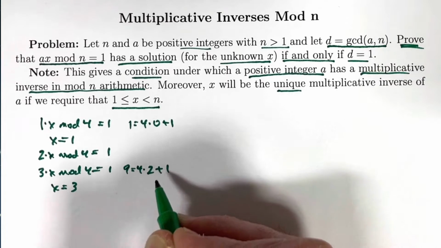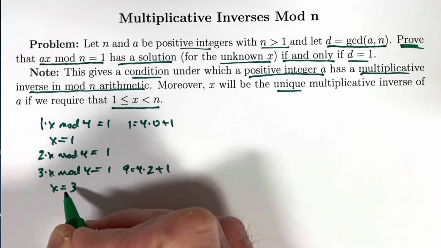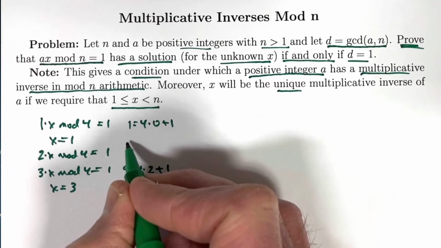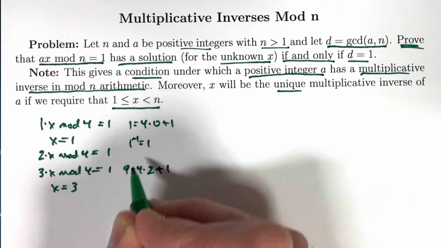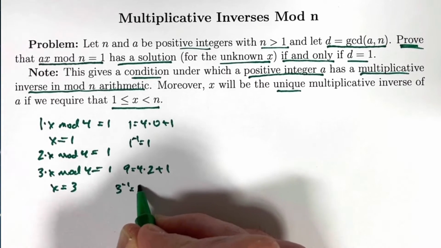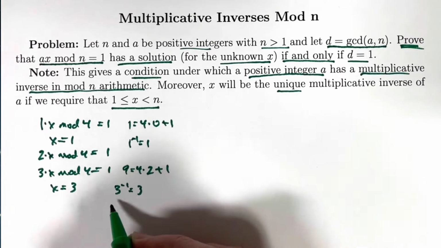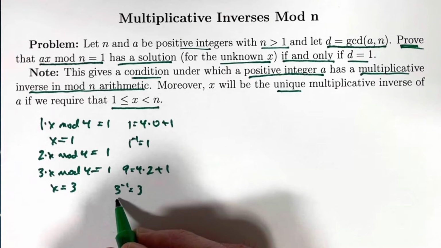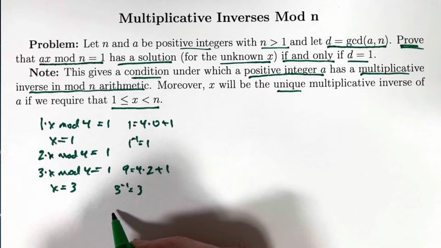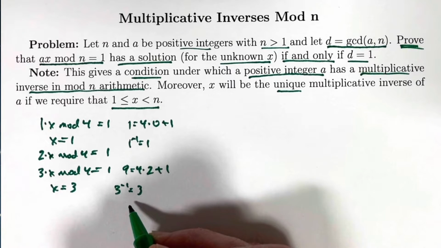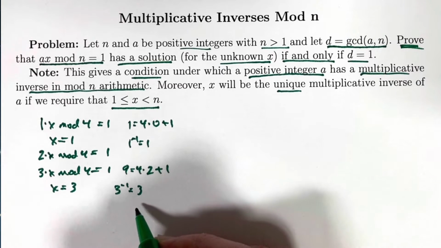For this example, both 1 and 3 are their own inverses. We could even write 1 inverse equals 1 and 3 inverse equals 3. This does not look so strange in ordinary arithmetic, but this looks strange. Usually, 3 to the negative 1 power would be thought of as 1/3. But in mod 4 arithmetic, 3 to the negative 1 power equals 3.